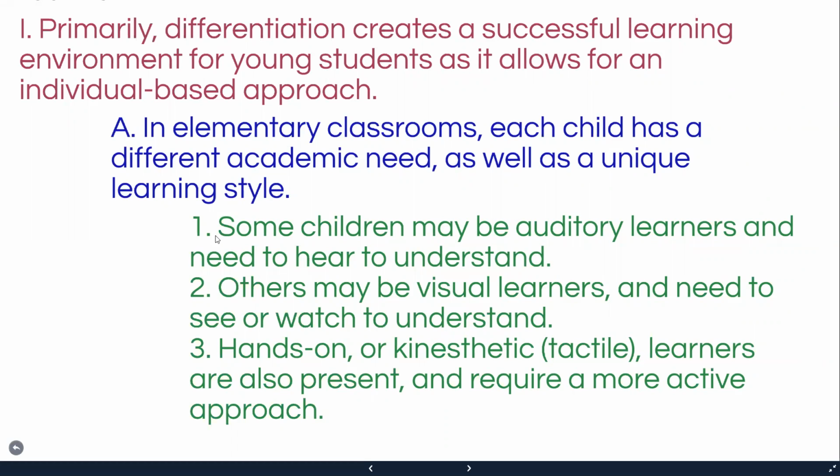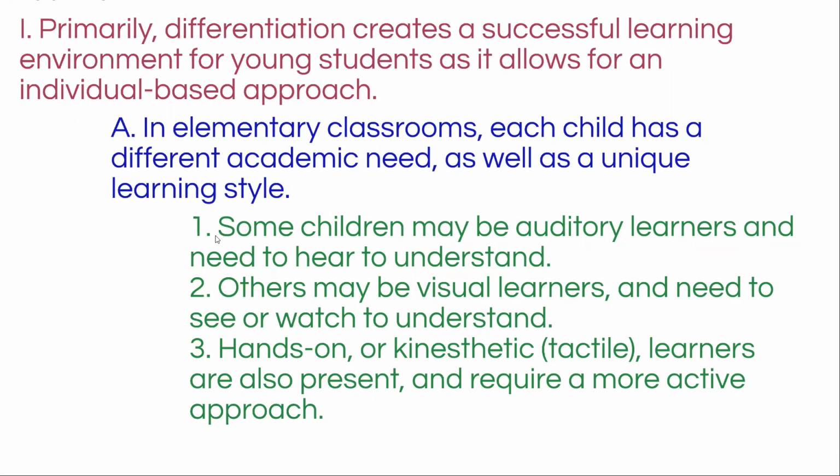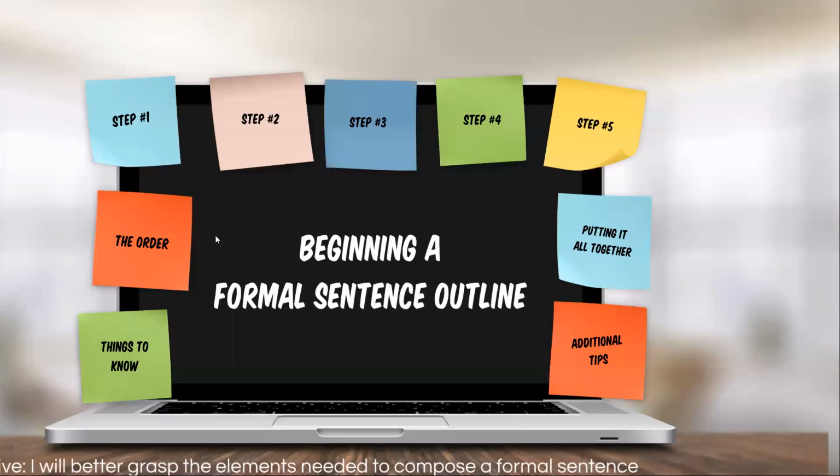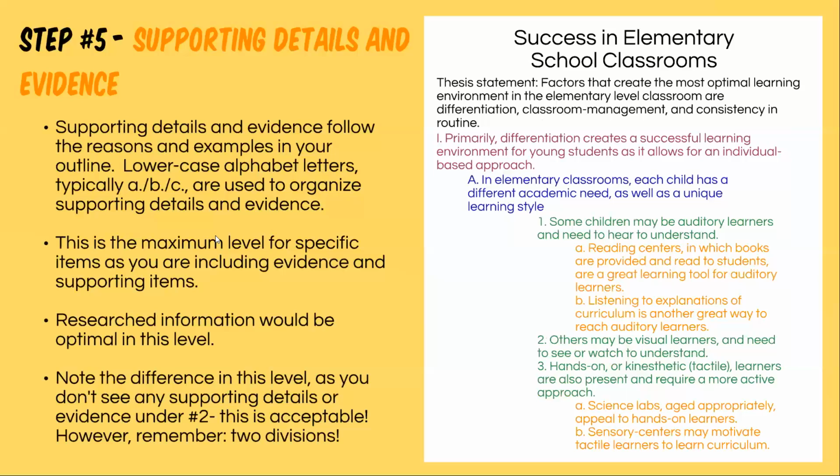Some children may be auditory learners and need to hear to understand. Others may be visual learners and need to see or watch to understand. Also, hands-on or kinesthetic tactile learners are also present and require a more active approach. So those are our reasons and examples there, going from each child has a learning style to these are the learning styles: auditory, visual, and kinesthetic. So seeing that transition and moving forward to that more specific information to back up all of these points that we have.